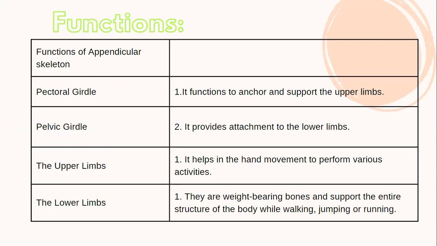Function of the appendicular skeleton. Pectoral girdle: its function is to ensure and support the upper limbs. Pelvic girdle: it provides attachment to the lower limbs. The upper limbs help in moving to perform various activities.